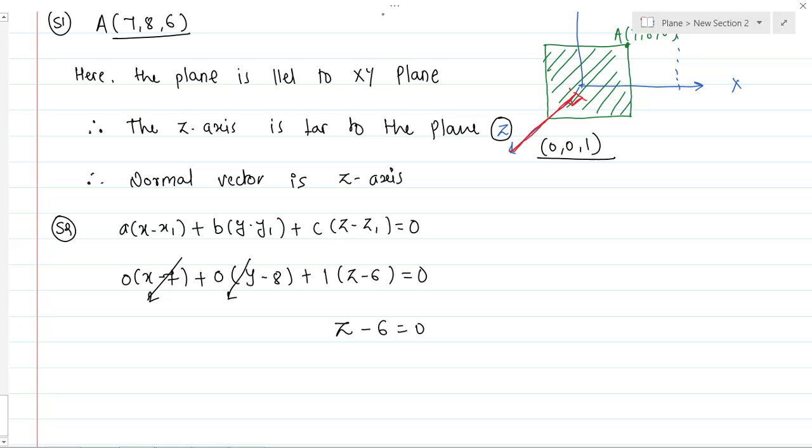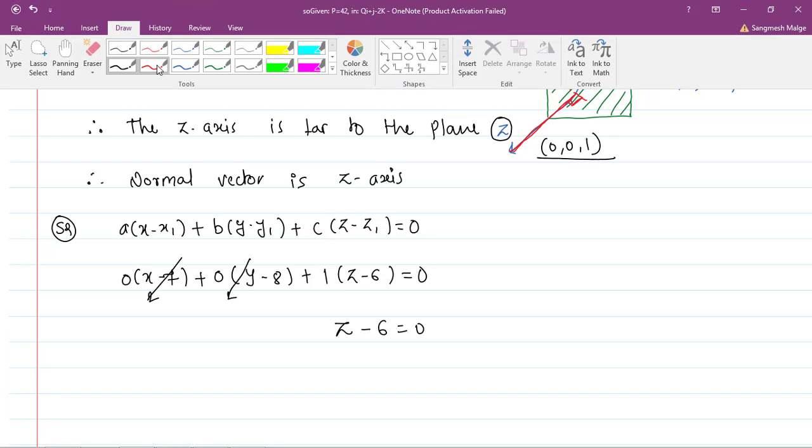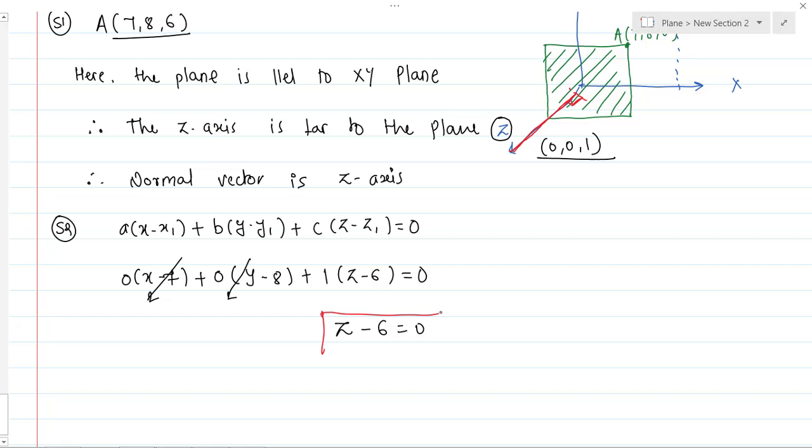Okay, so you can rewrite this same equation as z equals 6. Let me highlight this. So z minus 6 equals 0, or you can write z equals 6. This is the required equation of the plane. Okay, perfect. Now let's see the next question, which is question number 8.